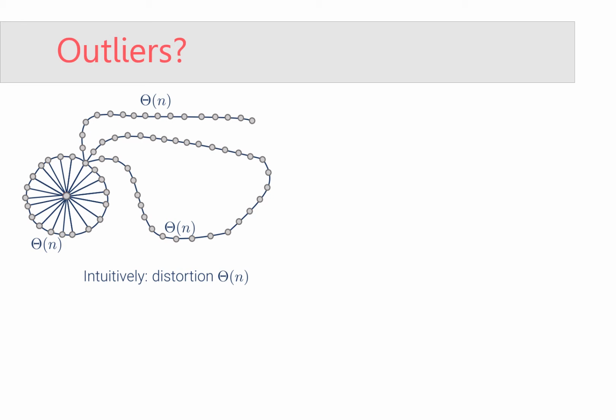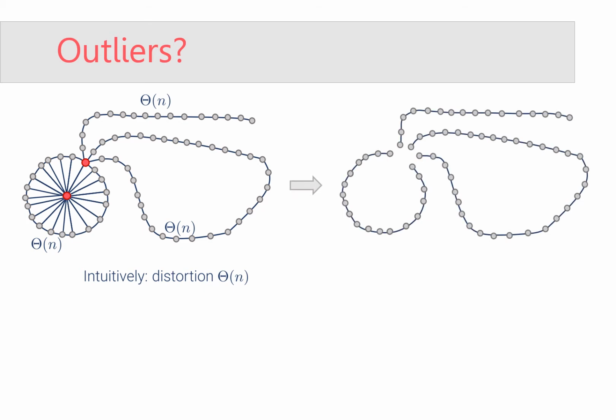But if we look at these 2 vertices and then remove them and look at what is the new metric space induced by the removal of these 2 vertices, we can see that this is actually a collection of 3 paths, which has a distortion 1 embedding into a line because it is a collection of segments. So by removing 2 outliers, just 2 vertices, we transformed this pretty complicated graph into a very simple object.